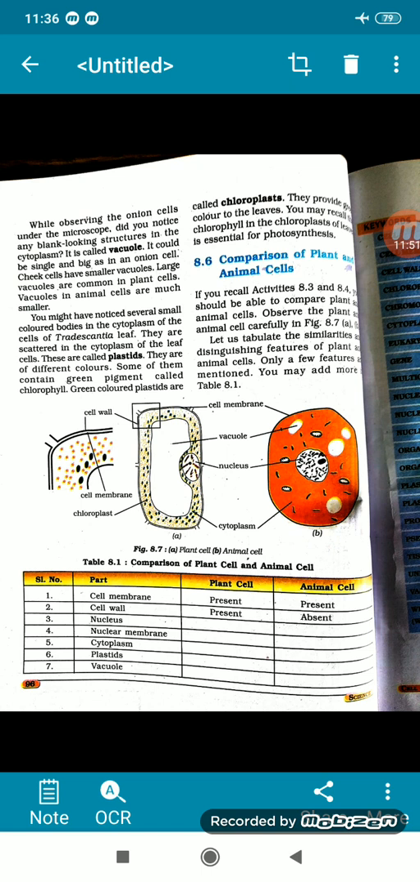Comparison of plant and animal cell. Find out the difference. Now, what are chloroplasts? Green colored plastids are called chloroplasts. What is the function? They provide green color to the leaves, and you might recall that chlorophyll in the chloroplast of leaves is essential for photosynthesis. They prepare food in presence of sunlight, which are green in color.